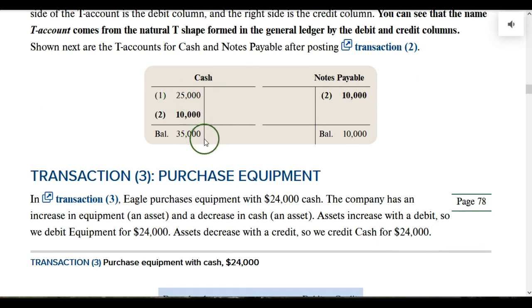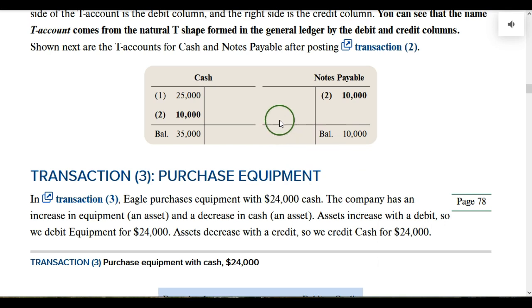And this is like a T account here. Okay, T account for cash. This is like a little summary of the general ledger account. We did have $25,000, increased to 10, now at 35. We had 0 in this account before. Put an entry in, and the new balance is $10,000.